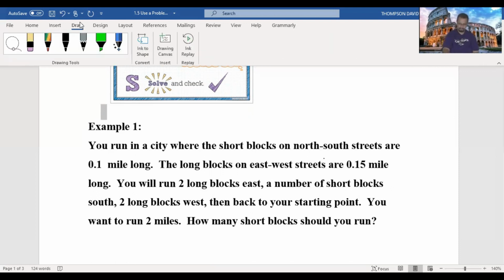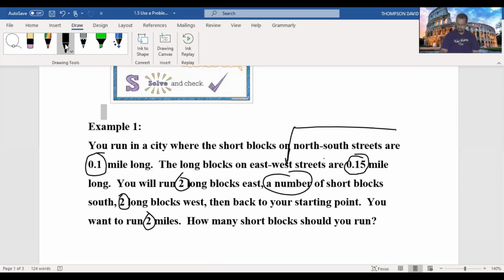So let's start circling our key numbers. 0.1 miles is a key number. 0.15 miles is another important number. 2 long blocks east, 2 long blocks west, a number of short blocks south, and you want to run a total of 2 miles. So now we're going to box in our key information.